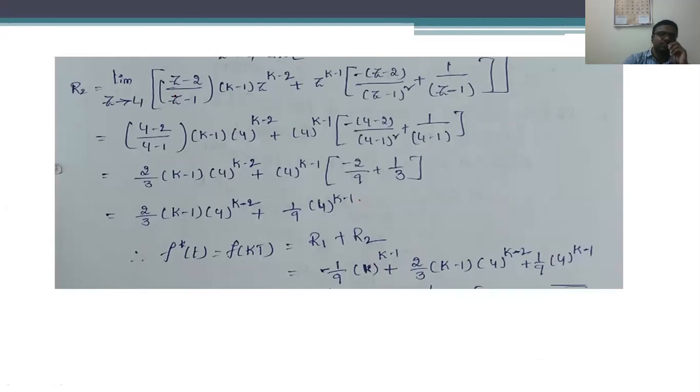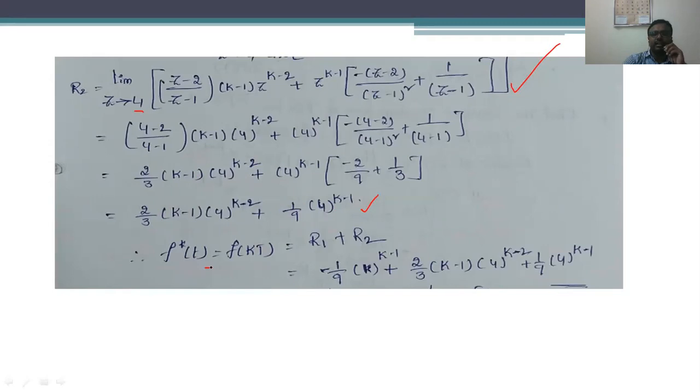With the application of differentiation, we have limit z tends to 4 of (z minus 1) divided by (z minus 2) divided by (z minus 1) into (k minus 1) into z power k minus 2, plus z power k minus 1 into the derivative term, and after that we substitute z is equal to 4 in this equation. We get the R2 value as 2 by 3 into (k minus 1) into 4 power k minus 2 plus 1 by 9 into 4 power k minus 1.